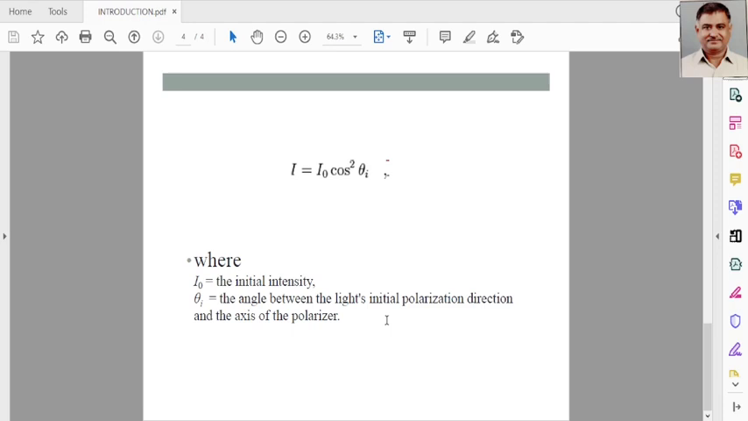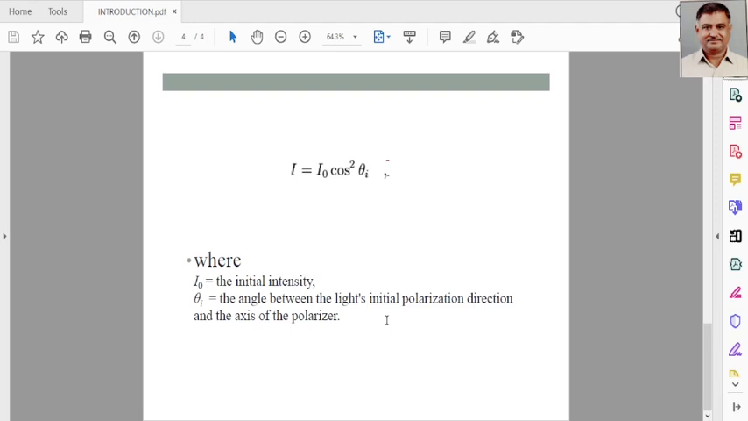Friends, in the other case, the extraordinary wavefront lies within the ordinary wavefront, and such crystals are called positive crystals. They are positive because the refractive index for the extraordinary ray is greater than that of the ordinary ray. In this way, we have to study polarization.